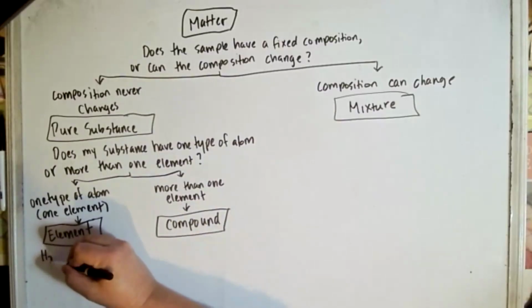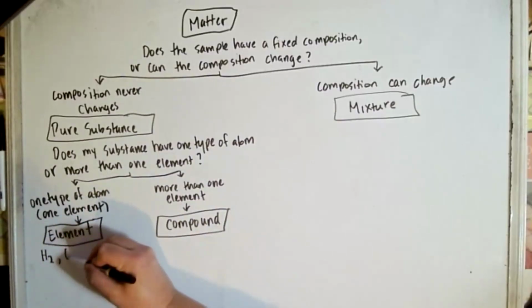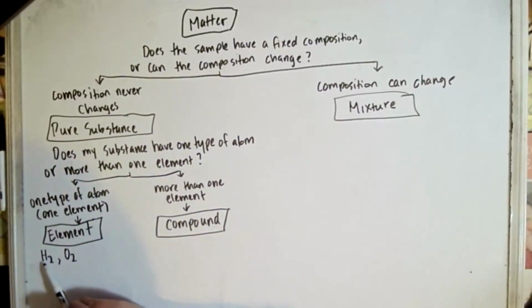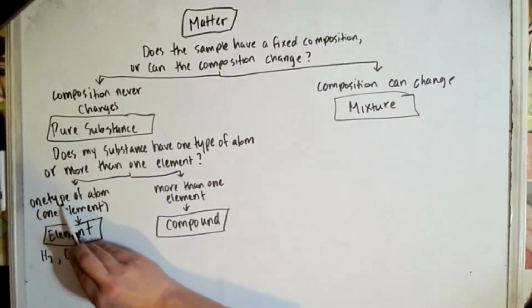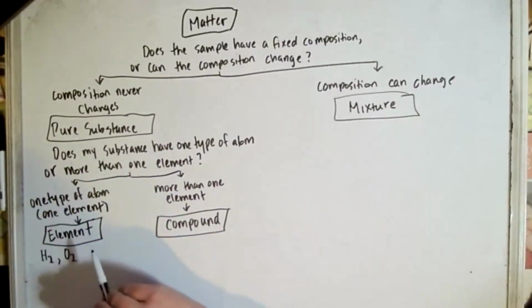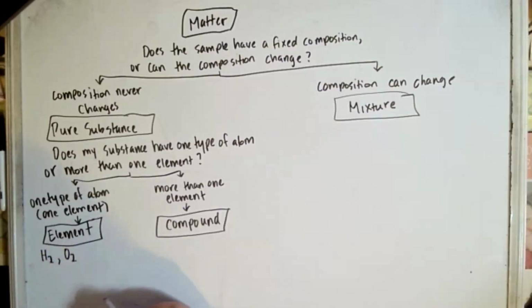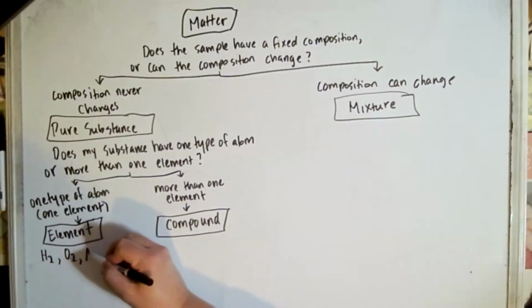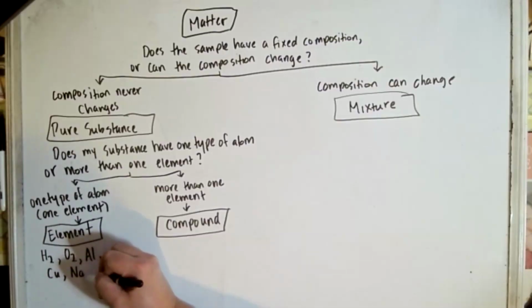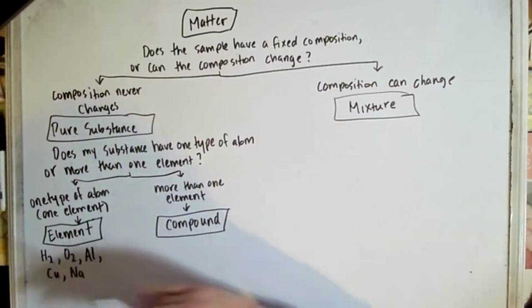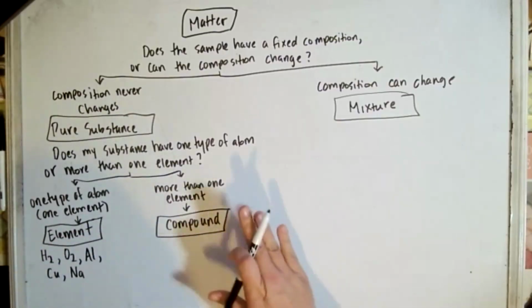So things like hydrogen gas or oxygen gas, when you see the H and then the little two there, that means that there's two atoms of hydrogen. Okay. So it's two atoms, but only one type of atom. Okay. So that still makes it an element. And then, of course, like what we saw previously, like aluminum, copper, sodium. Okay. All of those are types of elements.